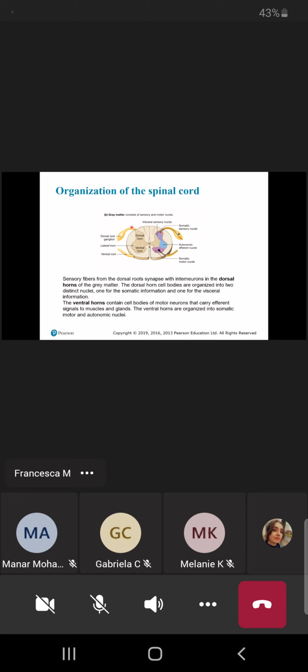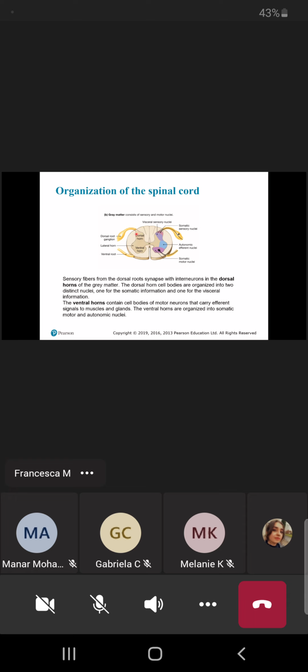So this is just, once again, to summarize the organization of the spinal cord. The sensory fibers from the dorsal roots, here, the dorsal root ganglia, originate from the dorsal horn and send information to the brain for elaboration into the integrating centers, and then down the ventral horn. It contains the nuclei of the motor neurons that send efferent information that regulates the skeletal muscles. So this is, in general, the organization of the spinal cord.